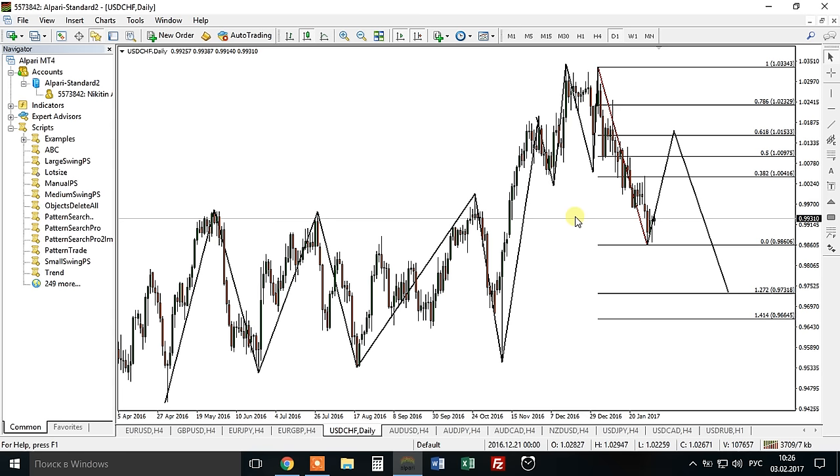It is a 55% probability setup. If you trade dailies, you can place your limit order, a pending order, waiting for price to come here and then go short. Okay.